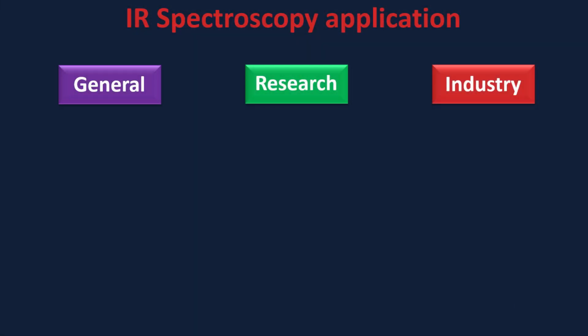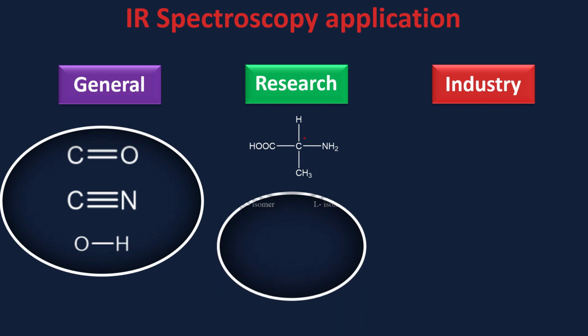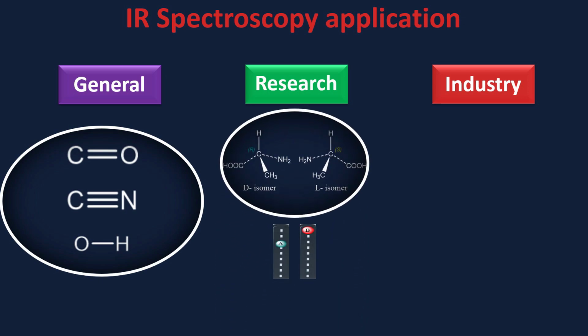Hello and welcome everybody. Today we are gonna talk about the IR spectroscopy applications in general, in scientific research, and the industry. The general use is well known: to identify the functional groups in the compound. But it is also used in scientific research in different ways, like identifying the optical isomers, and determining the rate of the reaction, which reaction is faster and why it's faster.